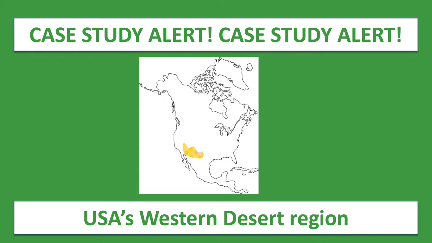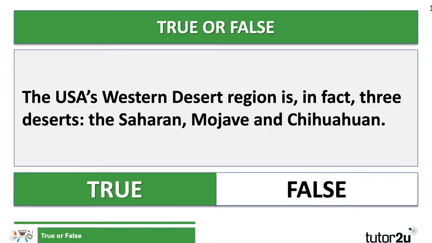Right, so we're going to have some true and false questions on the USA's Western Desert. So if you are playing at home live, please pop your answers into the chat box. If you are watching on replay, then just pause, jot down your answer, and then watch for the reveal. Right, so question number one, the USA's Western Desert region is in fact three deserts, the Saharan, Mojave, and Chichewan. Is that true or is that false? Decide and pop your answer in or pop your answer down.